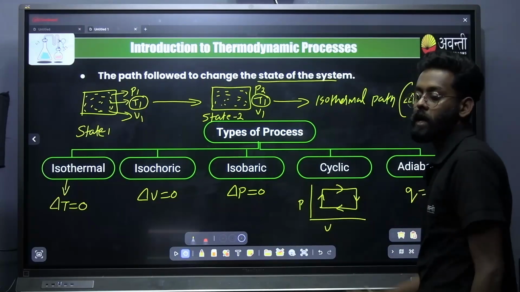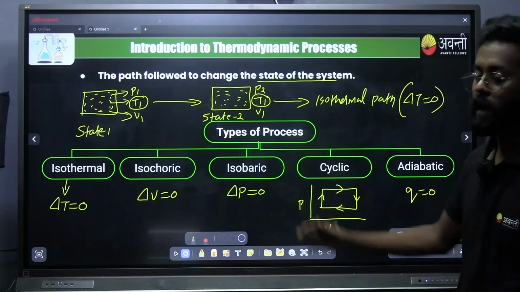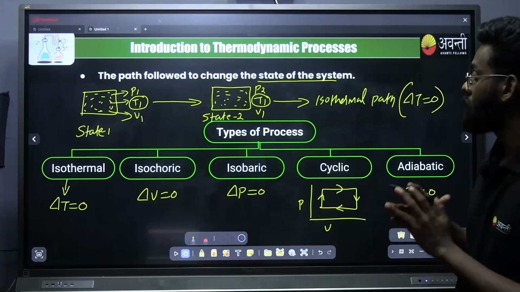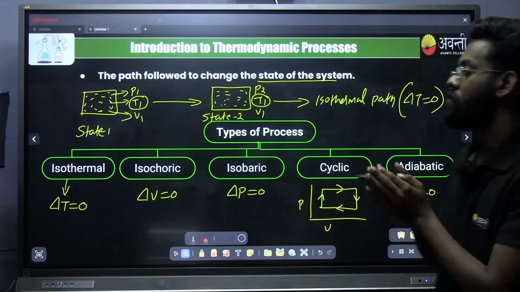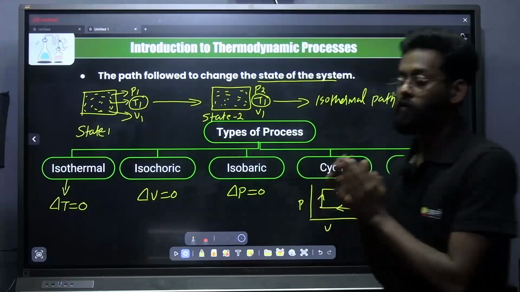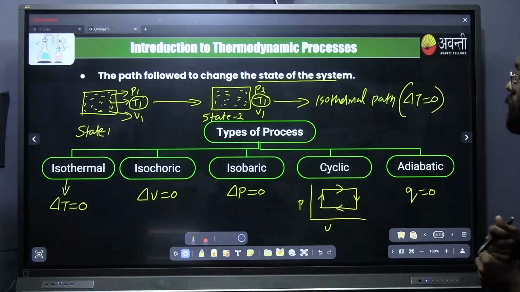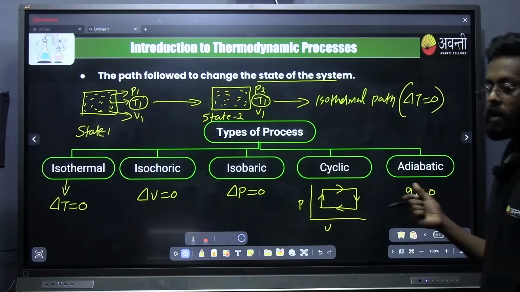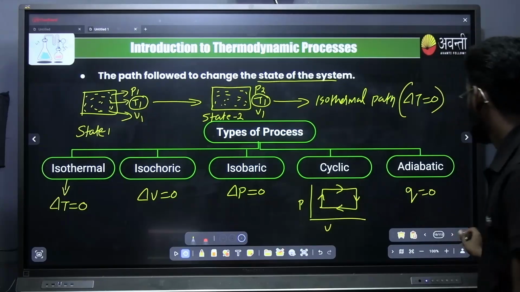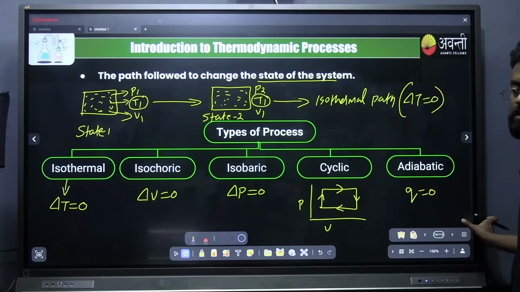Okay, these are the types of thermodynamic processes. This is a small idea about it. I will go into detail about it after starting the first law of thermodynamics. Okay, so is it clear to everyone? Shall I move to the next? Students? Yes, these are very easy things only.